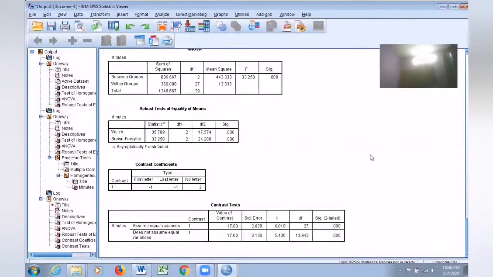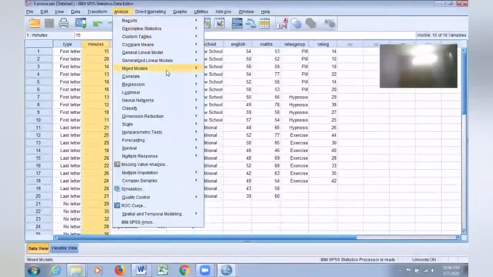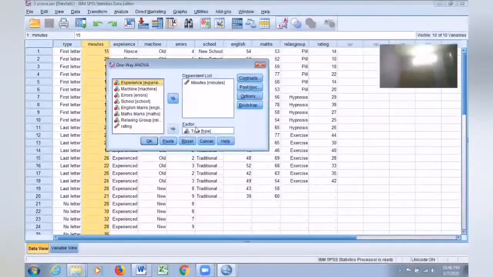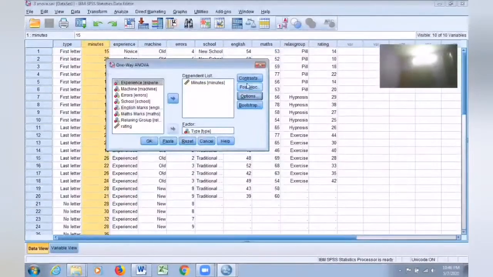Fine. So this way you can go for either a post hoc test or you can go for a planned contrast in the one-way ANOVA. Fine. I think it's clear. Now let me go back again. Let us go to Analyze, Compare Means, then One-Way ANOVA, choose the dependent variable and independent variable, go to Options, descriptive statistics, check for homogeneity of variance, okay, and then go to either post hoc or contrast as per your research requirements. I think it's clear to you.